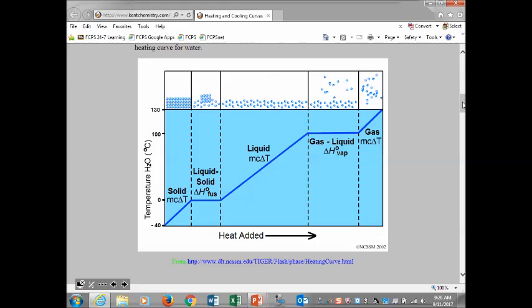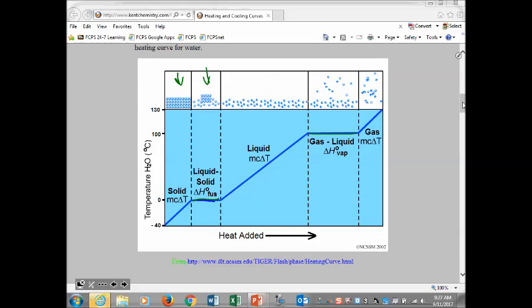So now I'd like to show you, this is a really good heating curve. I like the way that it's drawn because not only do you see the curve here, you see the phase change here, but at the top here you also see the positioning of the particles and the movement of the particles. So here you have your solids vibrating in place. Here, you have like half solid, half liquid. You can see that the liquids are spaced a little bit further apart, but they have a little bit more motion. Okay, here you see just the liquid where it's warming and then the particles are spread apart.